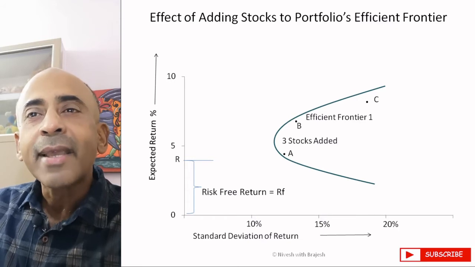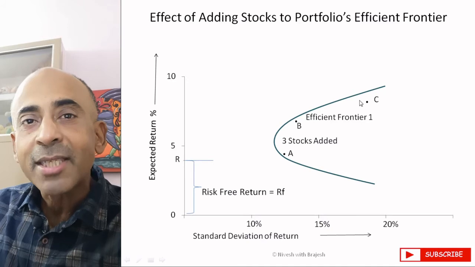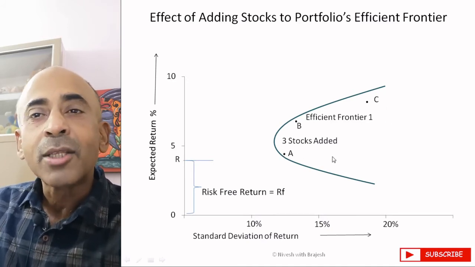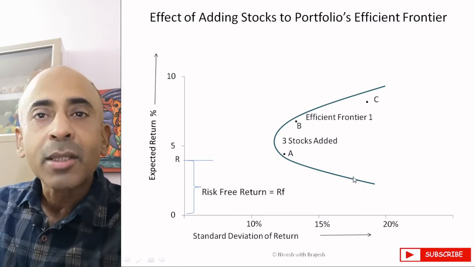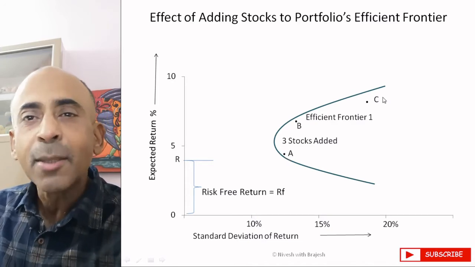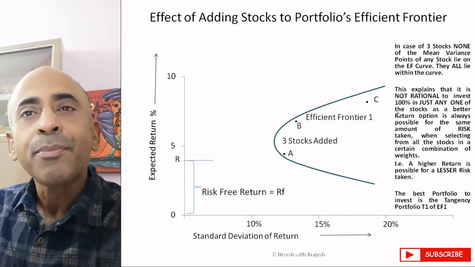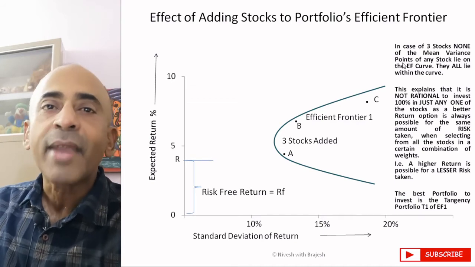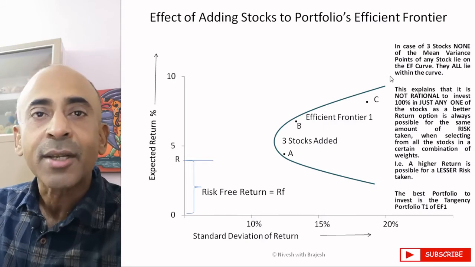Also, unlike in the case of the 2 asset example where the bullet shaped curve passed through the points, here in this case of 3 assets or more than 3 assets, the bullet shaped curve does not pass through any of the points. The bullet will actually include these assets as special cases within the periphery, but they will not be on the curve, none of them. Hence, in case of 3 stocks or more, none of the mean variance points of any stock lie on the bullet curve. They all lie within the curve.